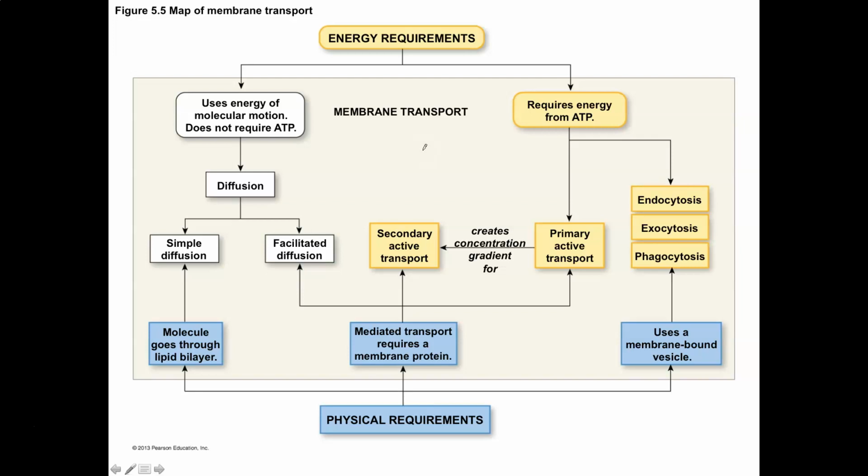Now, when you talk about transport, you're really going to see two categories. You're going to see transport mechanisms that require ATP, and those are going to be active transport mechanisms. Examples of active transport are going to be primary active transport, secondary active transport, and then we'll get into concepts of endocytosis, exocytosis, and phagocytosis. Transport that does not require ATP is going to be things like osmosis and diffusion, facilitated diffusion.